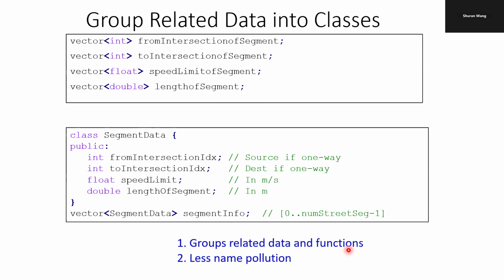Group related data into classes. This is another very useful thing to have, but if you don't have it, you should still be grouping related data into chunks of code for your TA to read. Say we have these 4 vectors as global variables. These 4 vectors contain all information about segments.